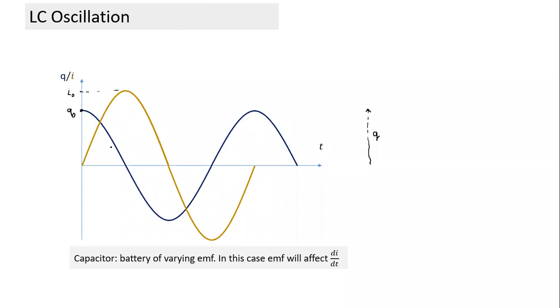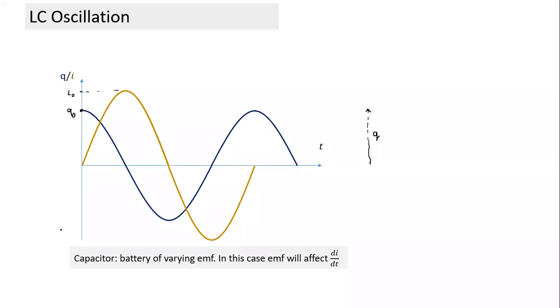But when it is connected to an inductor, EMF is equal to L into di by dt. So as the EMF of the capacitor is changing, it is affecting not the current, but the rate at which the current is changing, di by dt. So when the charge is maximum, di by dt is maximum. When the charge becomes zero, di by dt becomes zero. So that's what you need to understand. The charge on the capacitor is proportional to the rate of change of current, which could be increasing or decreasing. That's what this graph indicates.